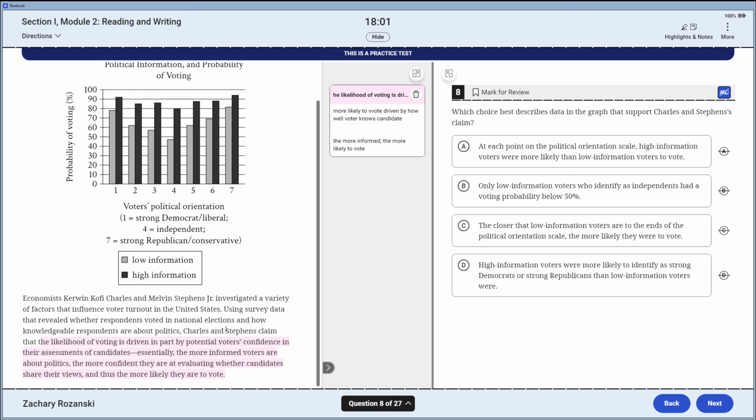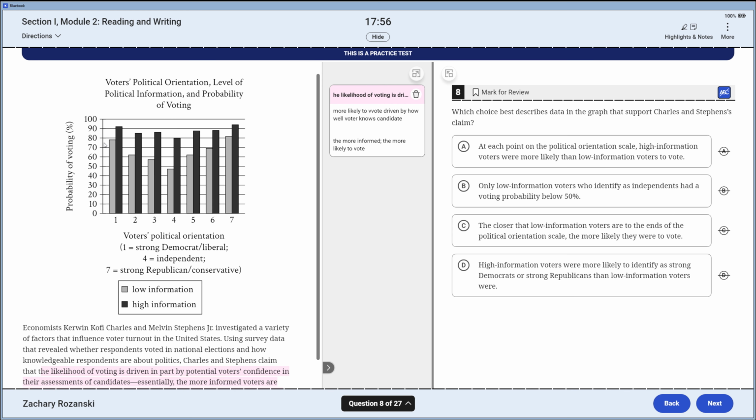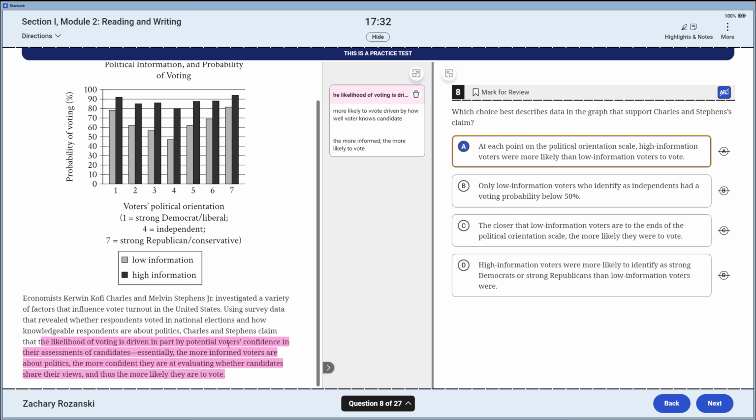Okay. At each point on the political orientation scale, high information voters, dark bars, were more likely to vote than low information voters. Yes. And I like this, and this seems to agree with what I'm saying, but I've got time, so I'm going to check the others. Only low information voters who identify as independent had a voting probability below 50%. So both of those things are true, but I'm trying to prove that the more someone knows, the more likely they are to vote.